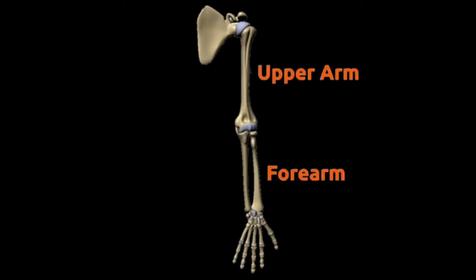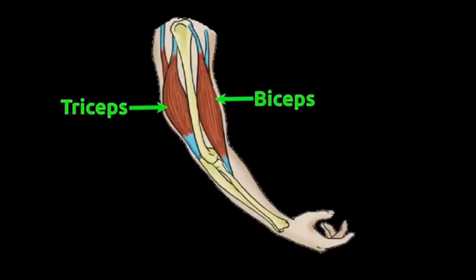Our arm is made of forearm and upper arm bones. Both of these bones are joined at the elbow. Upper arm bones are covered with biceps muscles and triceps muscles. The forearm bone is connected to the upper arm muscles by tissues called tendons.